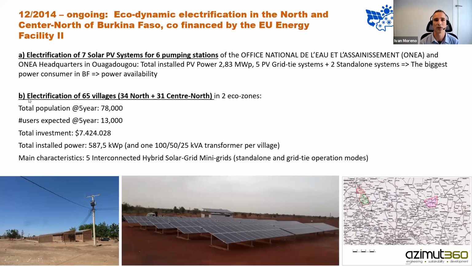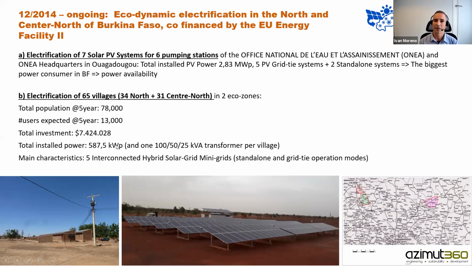electrification in the center north of Burkina Faso. Here we have electrification of 7 PV systems for 6 pumping stations, and also electrification of 65 villages. It's a big one. In total population, it means 78,000, and in number of expected users, it's 13,000. It's quite a lot.